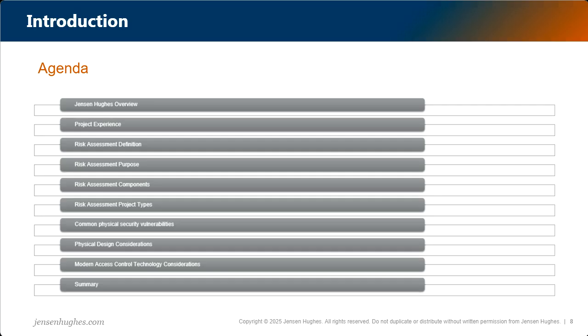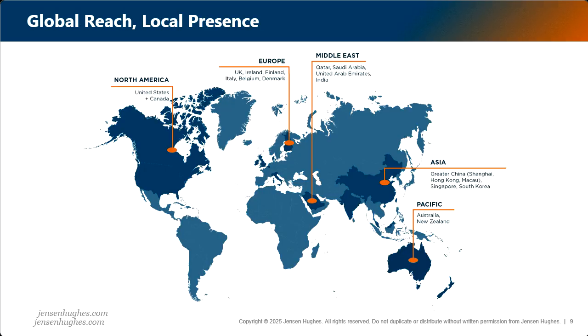Thanks. Excellent. So Jensen Hughes has a global reach, but a local presence. What that means is, our clients want to make sure that they have regional subject matter experts who understand locally the challenges to deploying security design. Our global reach, we have offices essentially around the world: North America, Europe, Middle East, Asia, and Pacifica.